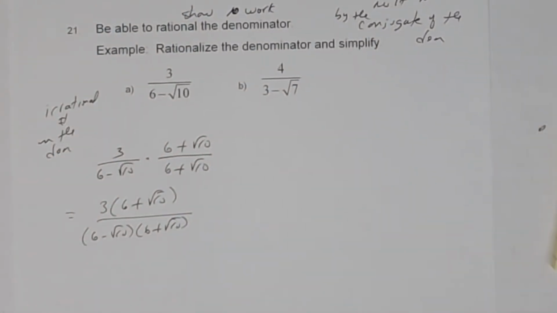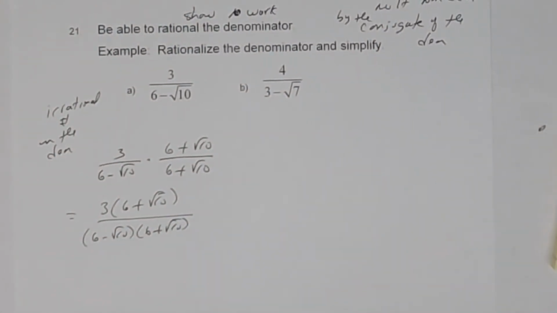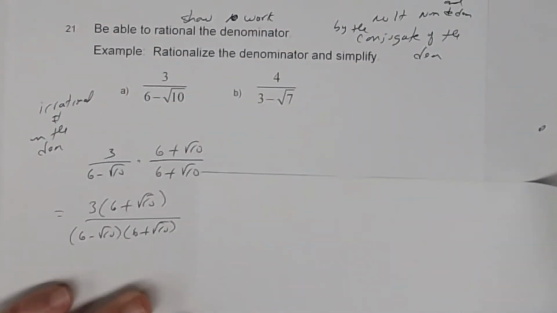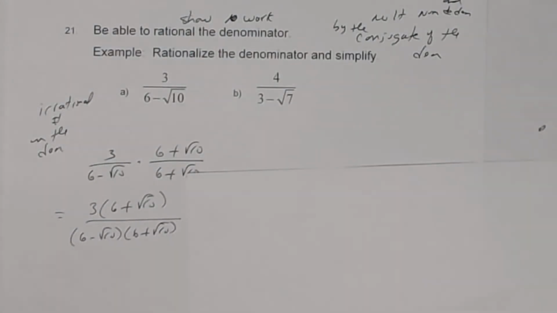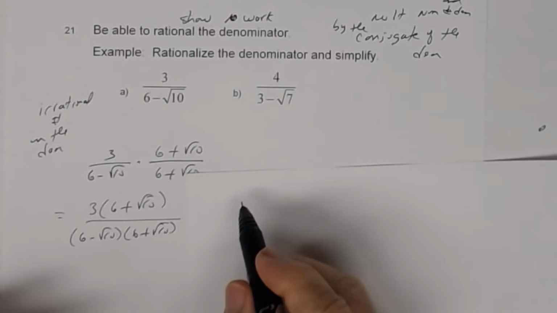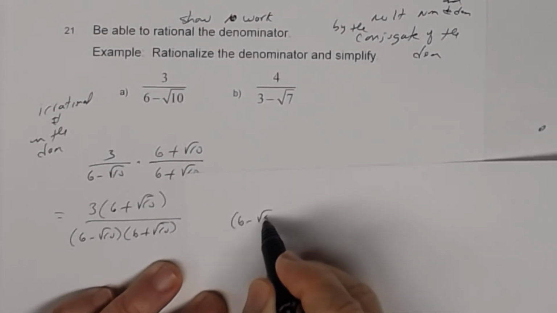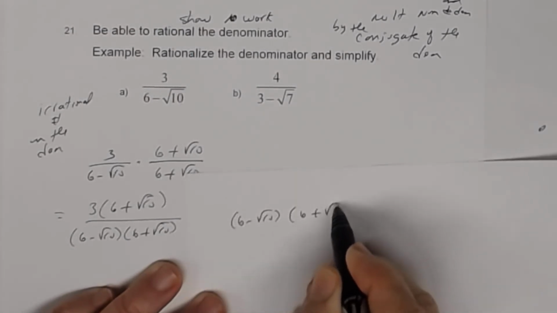Okay? All right, so now what we're going to do is you're going to take this denominator. Let's look at the denominator first. You're going to take this denominator, you're going to multiply that out. So you're going to do this. Let me go ahead and just write it here. Let's do this. So it'll be 6 minus the square root of 10, 6 plus the square root of 10.